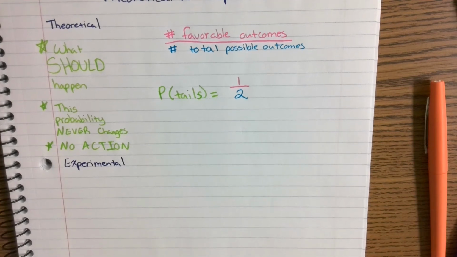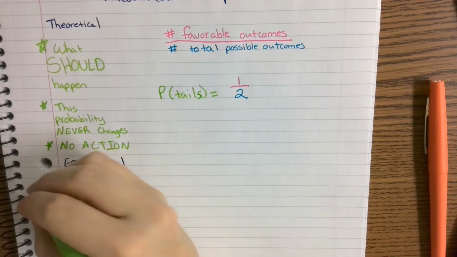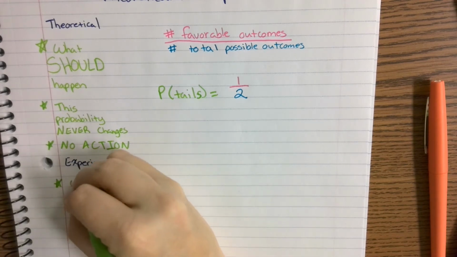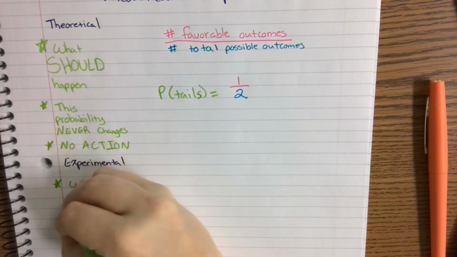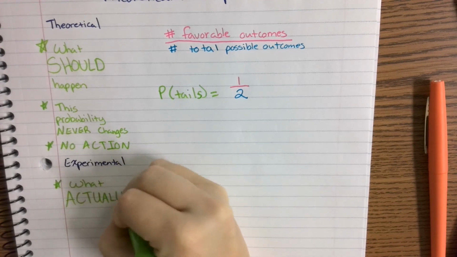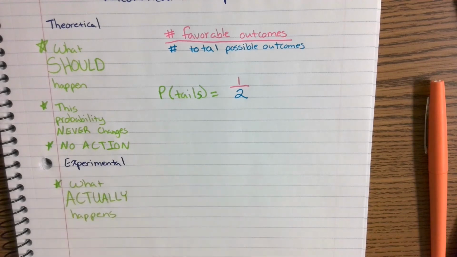With experimental probability, there is action. You are physically performing an experiment. So in this case, we call it the probability of what actually happens. So theoretical is what should happen, experimental is what actually does happen.